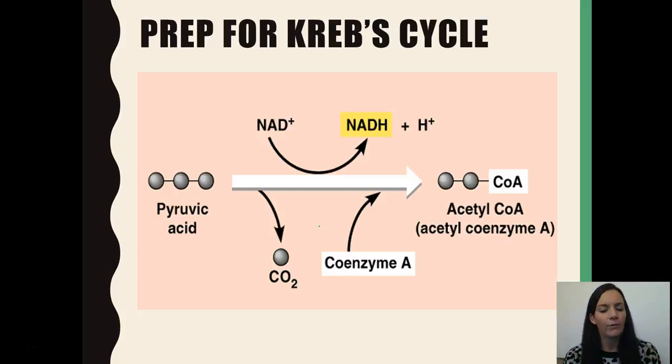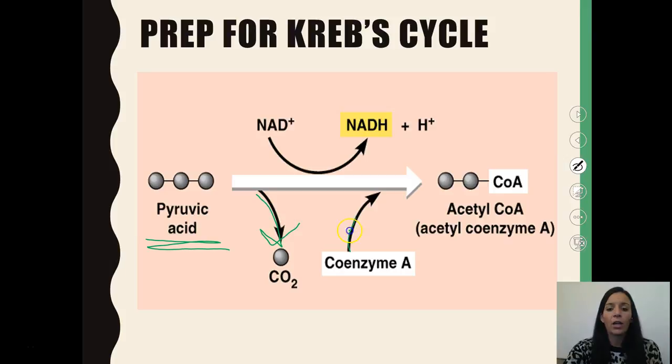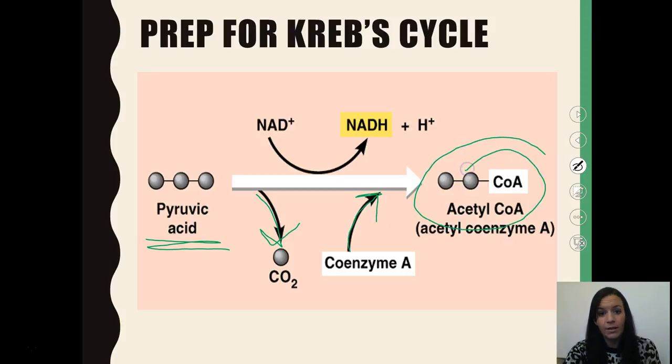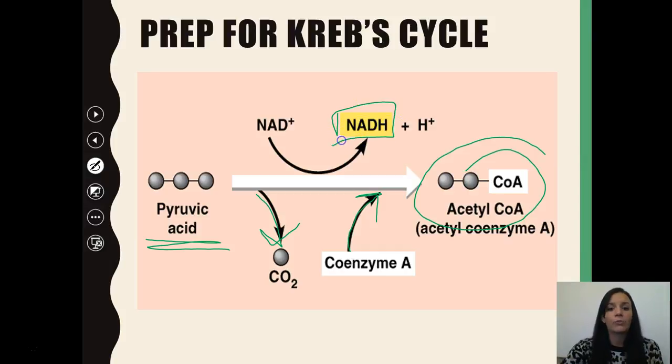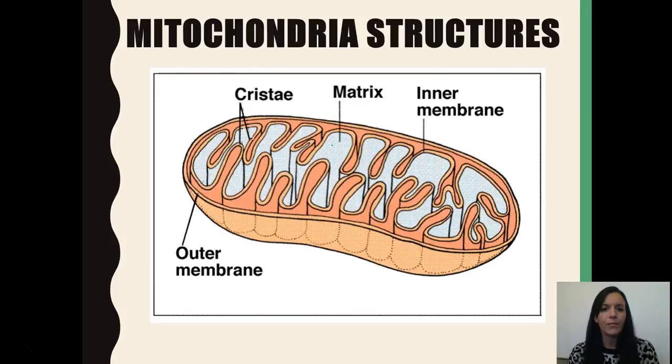So this just shows that once again in picture form. You can see the pyruvic acid entering, that CO2 is exiting, coenzyme A is entering, and then we get acetyl-CoA. And like I mentioned, we're also making more of that NADH that will be very important later.